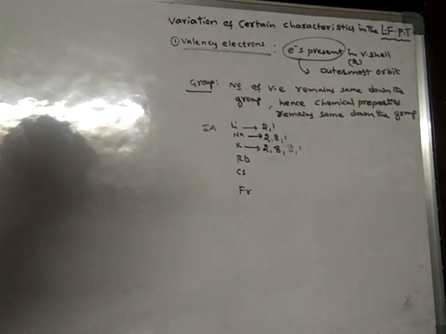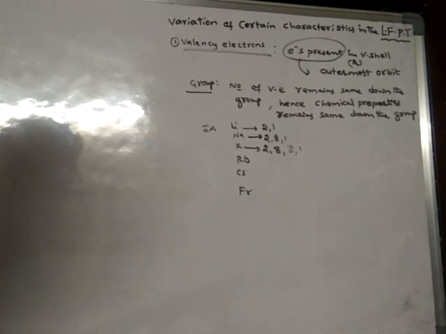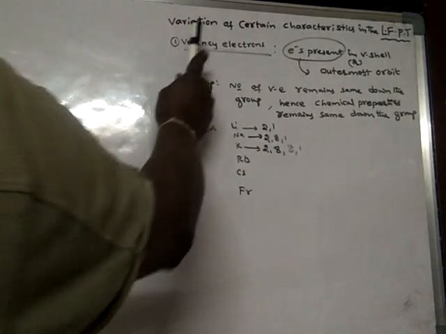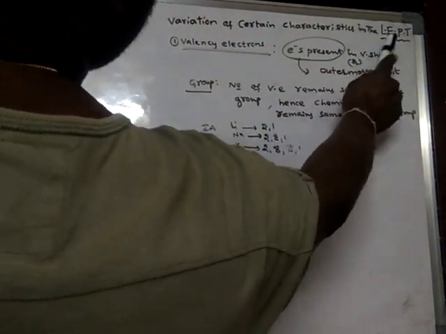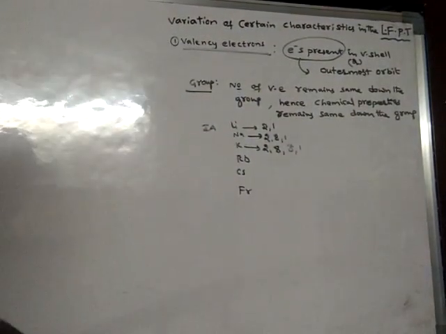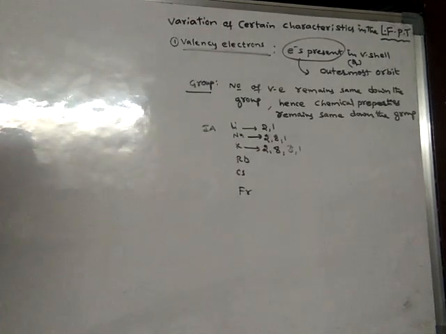So today we are going to learn about certain characteristics. How do they vary in the long form of periodic table? So, variation of certain characteristics in the long form of periodic table. First of all, the first characteristic feature is valence electrons.